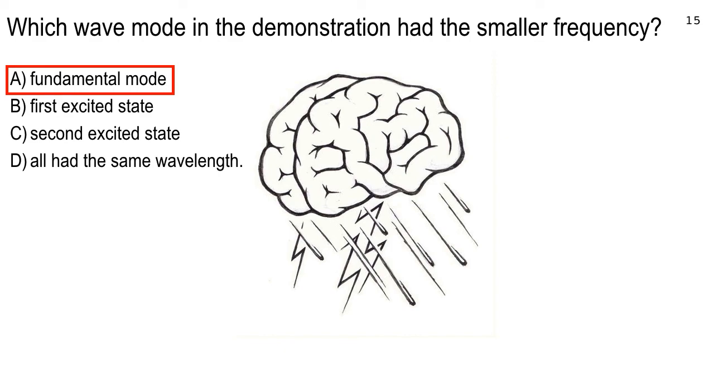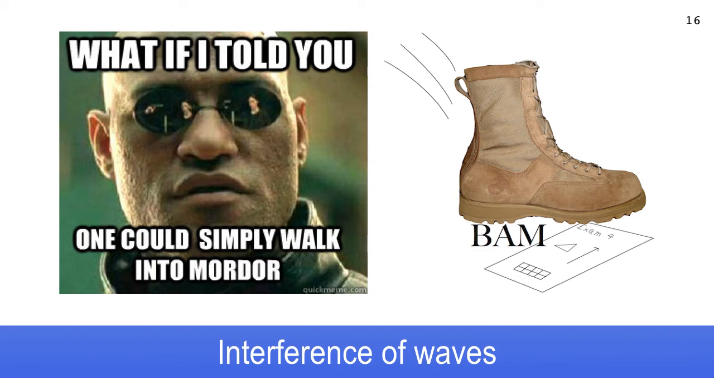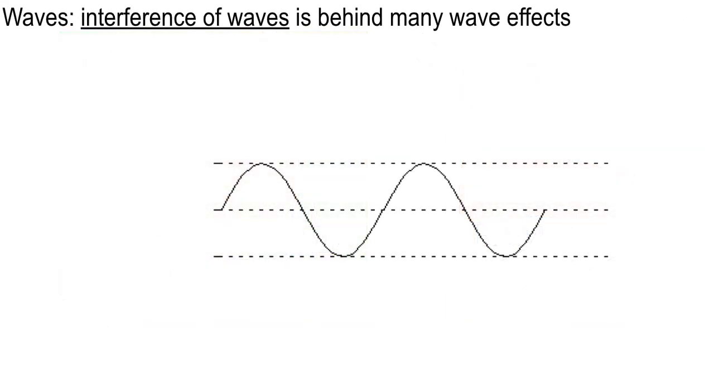Now, let's talk about this idea of interference, the interference of waves. Interference of waves is actually behind the Tacoma Narrows Bridge disaster. It's behind resonance of sound waves that we'll link to on YouTube. It's behind a lot of stuff.